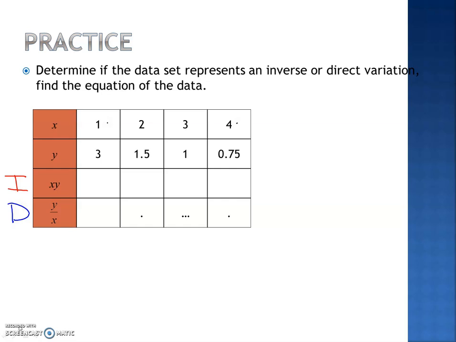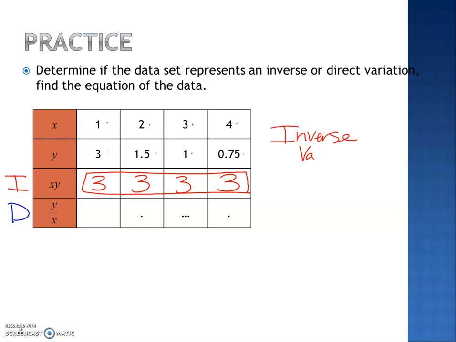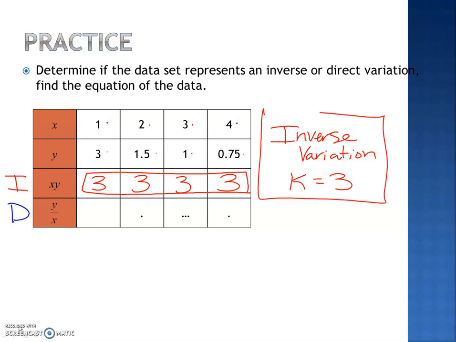Okay, so for my inverse, x times y, I'm going to go 1 times 3. 1 times 3 is 3. 2 times 1.5 is 3. 3 times 1, 3. 4 times 0.75, 3. So based on this, look, I got constant numbers. So since I have 3 constant numbers, that tells me that this data set represents inverse variation. And we can also tell that our k value for this inverse variation would be 3.